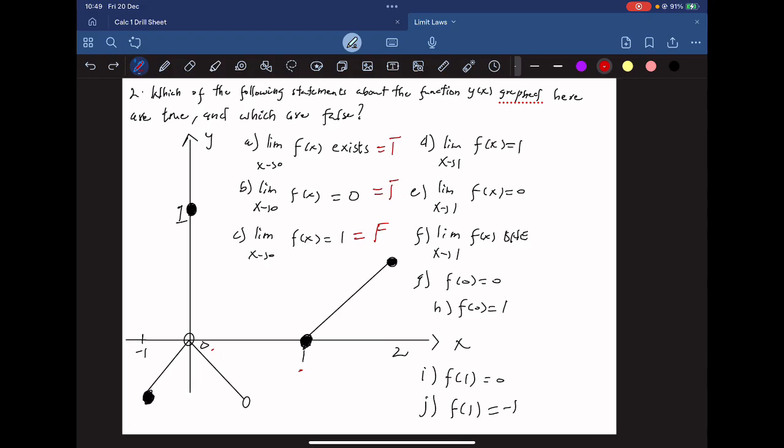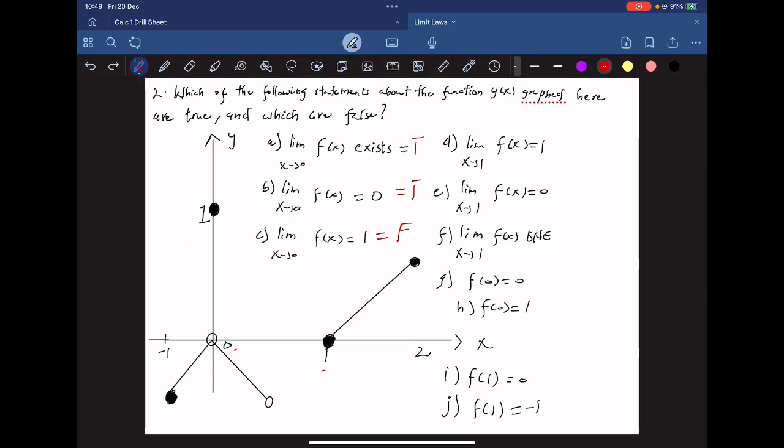Now, for D, limit as x approaches 1. Is this equal to 1? Okay, now let's check. This is 1, right? If we approach 1 from the right, from this direction, we get to see that it goes to 0, right? What if we approach it from the left? If we approach it from the left, clearly this does not go to 0. So since the left hand side and the right hand side are not the same, we can say that this is not 1, because even the right hand side goes to 0. So this is false.